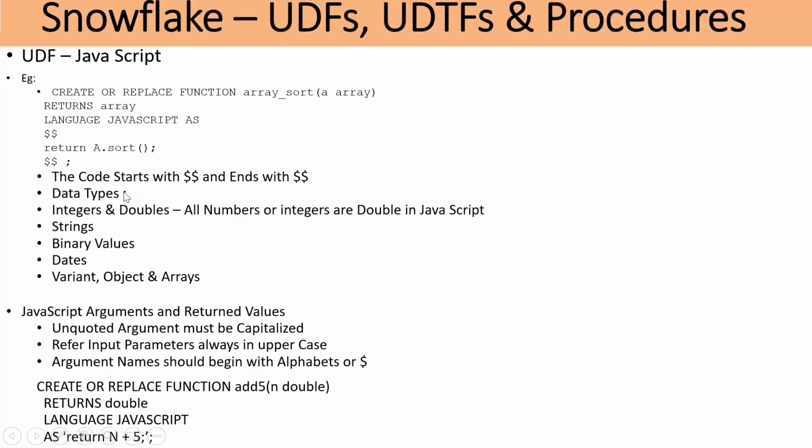Data types: integers and doubles. All numbers are integers or doubles in JavaScript. That means you cannot use number; they're all double or float. Double means a number which can have a decimal point. So if you write int or double or number, they're all doubles. You can use float as well, which is similar to double. And you can use strings, binary values, dates. You can pass variants, objects, and arrays. You can do all kinds of stuff.